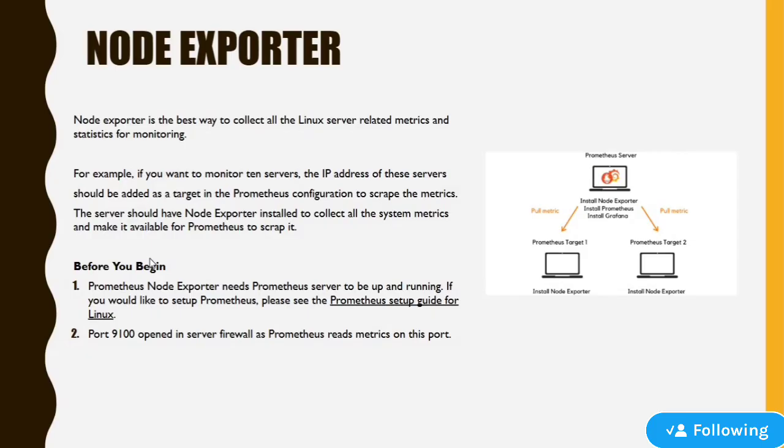Now, the prerequisites to install the node exporter within the target machine. So the first thing is Prometheus node exporter needs the Prometheus server to be up and running. Another thing to make sure is that port 9100 should be opened in the server firewall, as Prometheus reads metrics on this particular port.